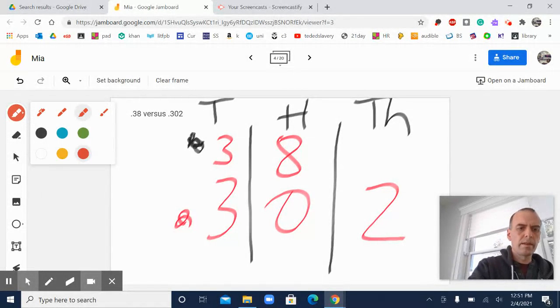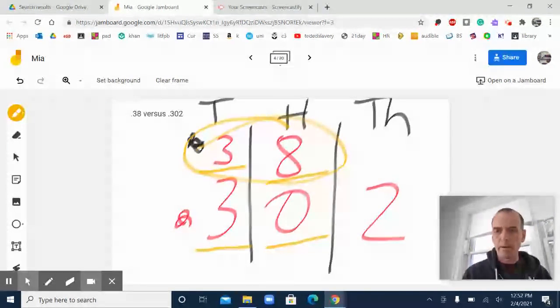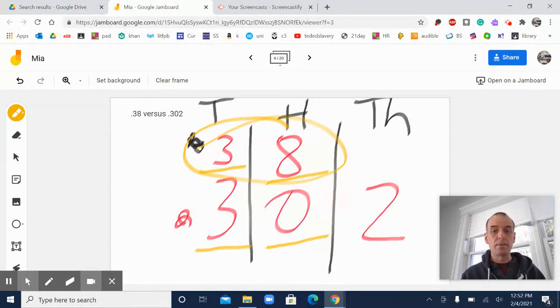Then to compare them, we go from left to right. So you look at the digit on the left, 3 tenths, 3 tenths. They're tied. Okay? If they're tied, we move on. Now we're in the hundredths. 8 hundredths versus 0 hundredths. 8 hundredths is more. Okay, so we don't even have to look at the thousandths. 8 hundredths is more. So 0.38 is a larger number. Again, 302 seems bigger than 38, but it's a fraction. 302 thousandths is smaller than 38 hundredths.